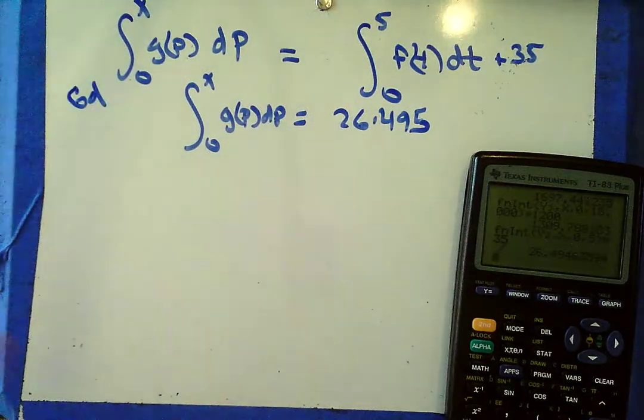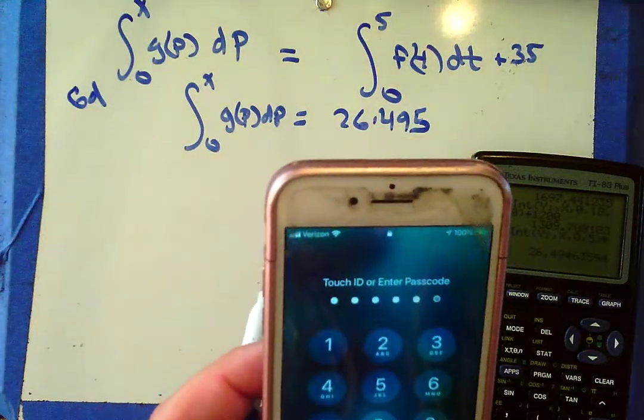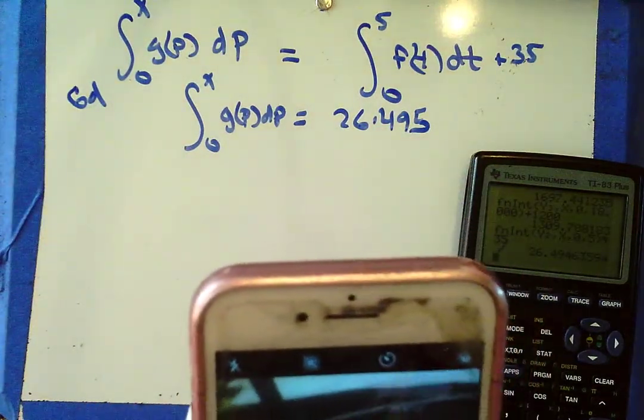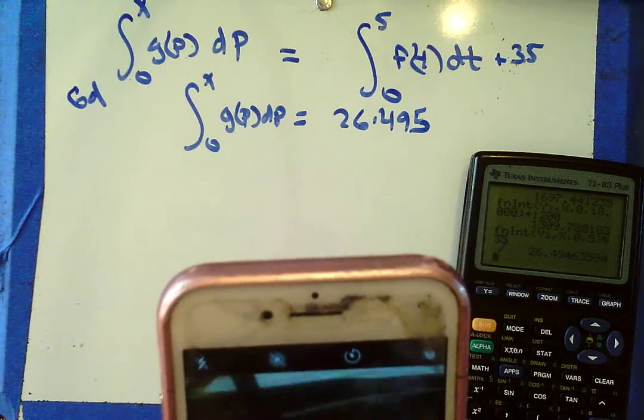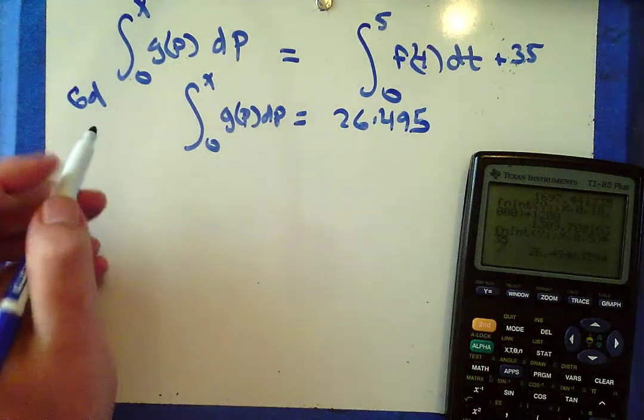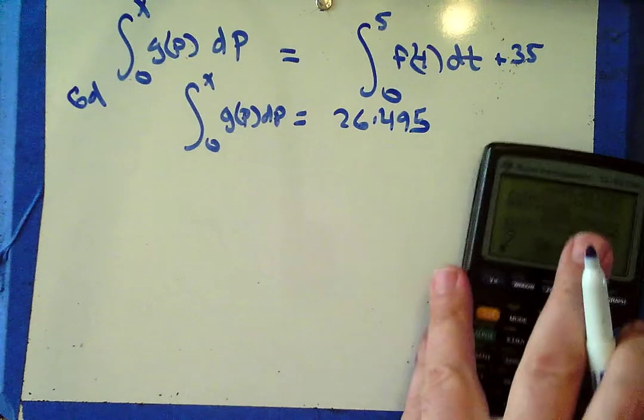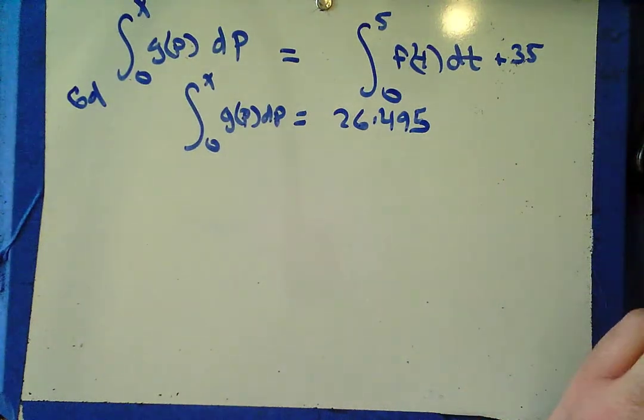6D. Take a picture of that one and just check that. Okay, 7. Let's take a look at 7. Two more problems to get through here.